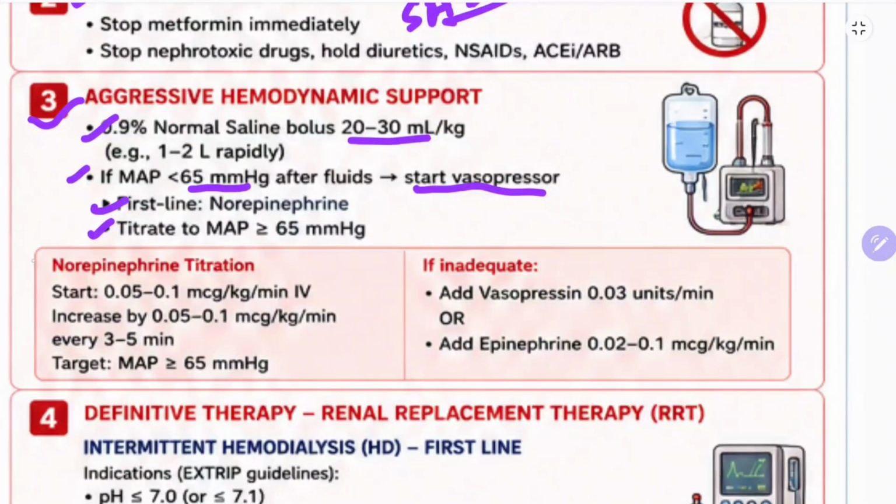How do you titrate norepinephrine? Start with 0.05 to 0.1 micrograms per kg per minute IV. Increase by 0.05 to 0.1 microgram per kg per minute every 3 to 5 minutes till the target of MAP of more than or equal to 65 mmHg is achieved.